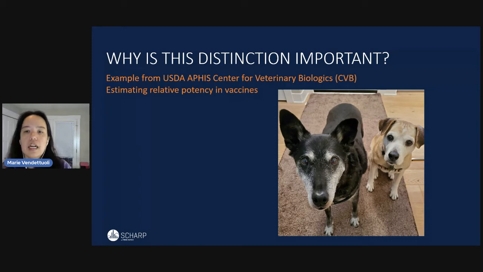Veterinary Biologics. As context, this is the regulatory agency that is charged with upholding the Virus Serum Toxin Act of 1913, which is the set of regulations that keep our animal vaccines safe and effective here in the US.